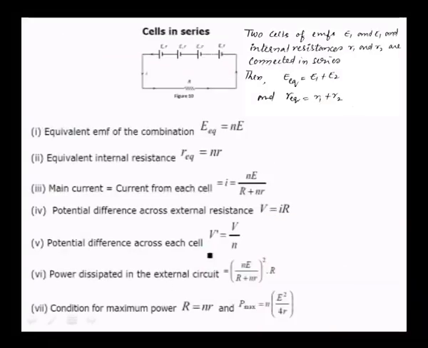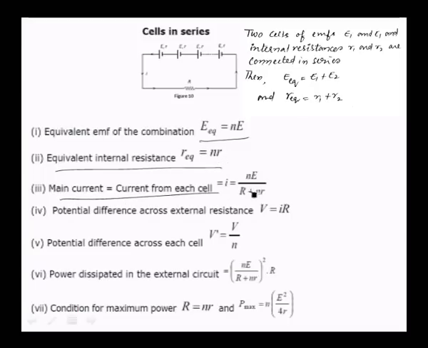Next, cells in series and cells in parallel. For the equivalent EMF of the combination, when n number of identical cells are in series, the equivalent EMF is equal to nE. The equivalent internal resistance is equal to nr, and the current in the circuit is I is equal to nE divided by R plus nr. If the potential difference across the resistance is V is equal to IR, the potential difference across each cell is V dash is equal to V by n.